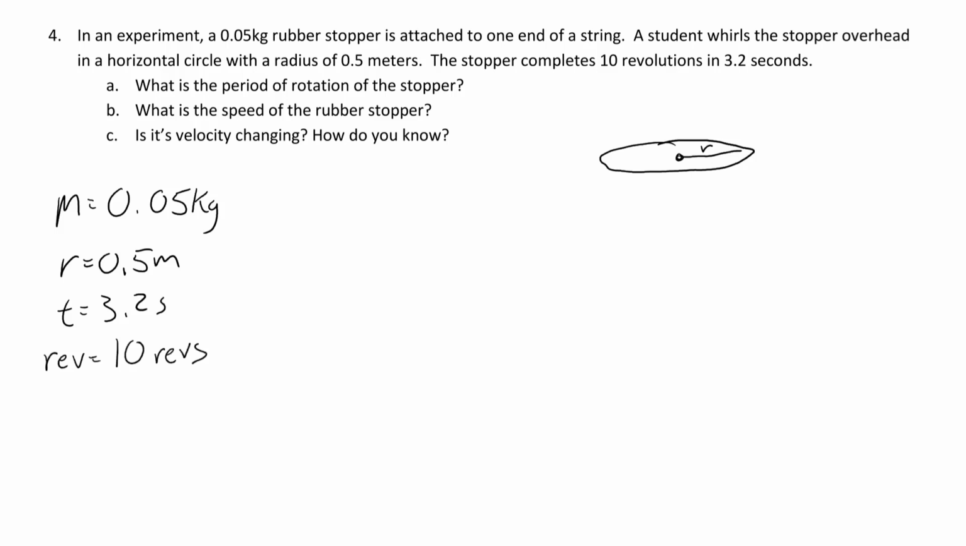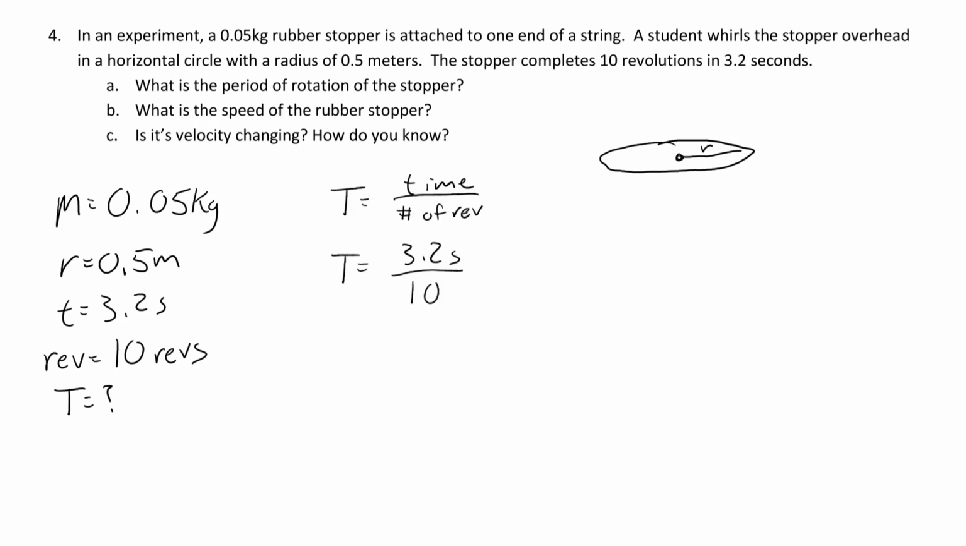All right. It says what is the period of rotation of the stopper. That's good. We were going to have to figure that out first, and then we figure out what the speed is, and then we can answer this question: is the velocity changing? So the period, there's a formula for the period, but it's not in your reference table. It's equal to the time divided by the number of revolutions or cycles or circles. All right, so the time in this case is 3.2 seconds. The number of revolutions is 10 revolutions.